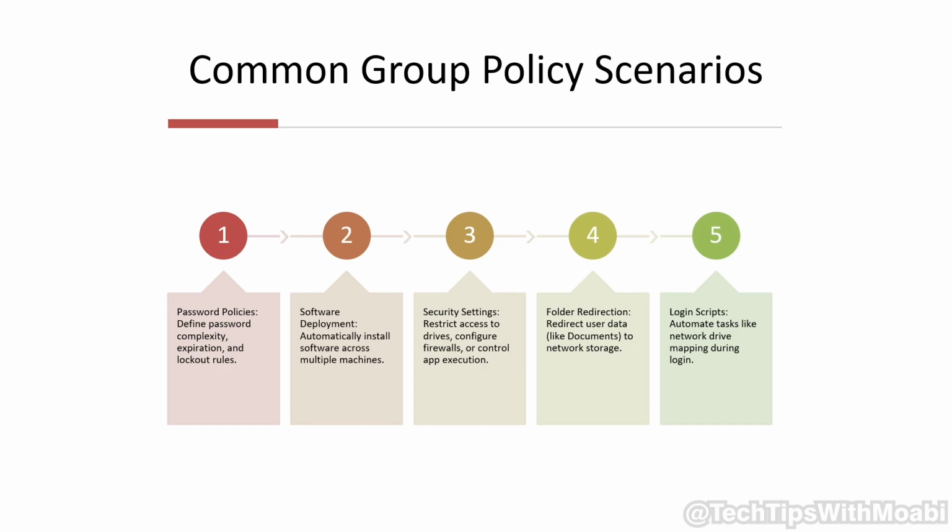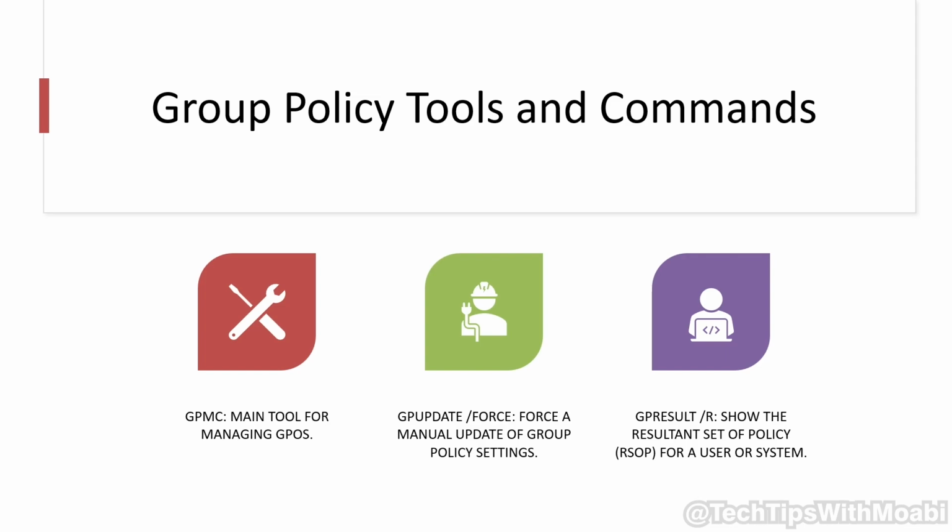And now, looking at the fourth scenario, which is folder restriction, we can redirect user data like documents to network storage. So that means we can map out folders and drives to our network so that our users on our domain can have access to that folder or that file. And the last scenario, which is login scripts. We can create group policy objects to automate tasks like network drive mapping during login. So all these are possible scenarios that we can use in order to apply different types of group policies on our domain. And now for the last slide, which is group policy tools and commands.